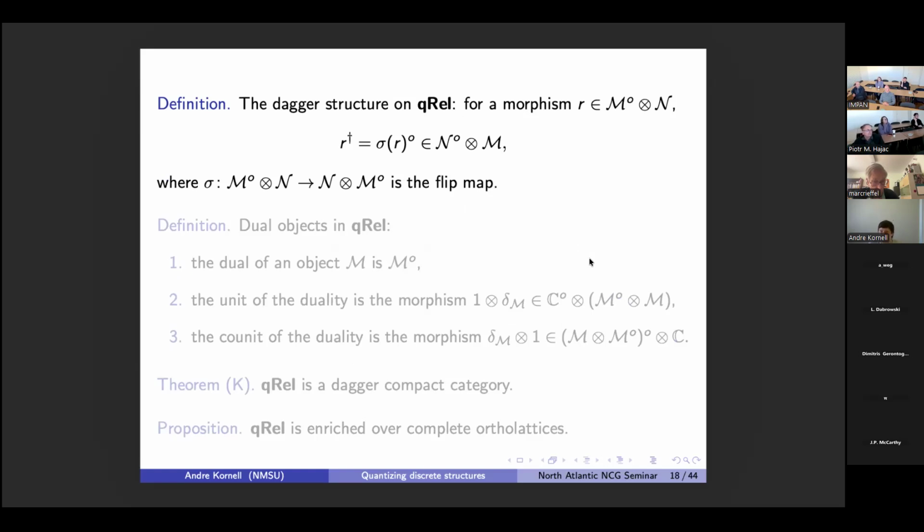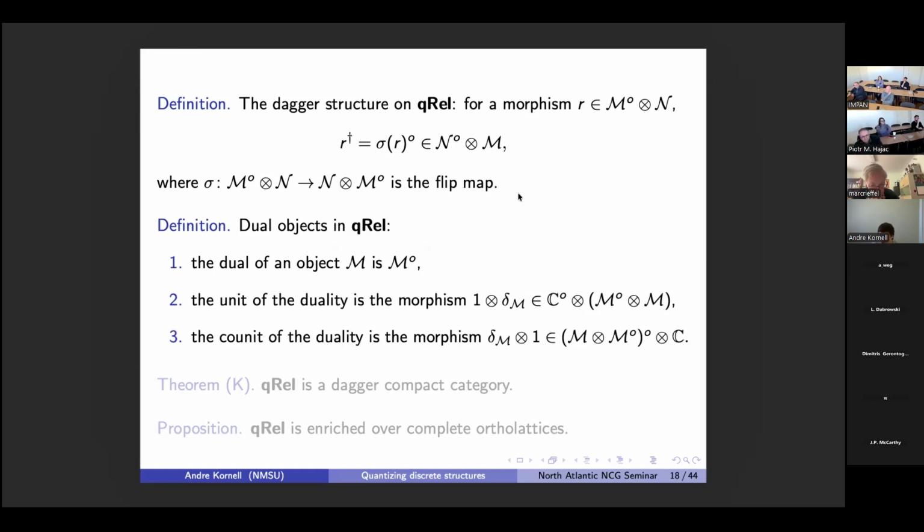For the dagger structure, we have to start with a quantum relation from M to N, go to a quantum relation from N to M, and we do this in the most naive possible way. We apply the flip map. We notice that the op is in the wrong place now, so we op everything. And we end up with a projection in the right algebra. That's our dagger structure. Now for dual objects, as you probably expected, the dual of M is M-op. The unit of the duality is this projection one tensor delta M. The co-unit of the duality is this projection delta M tensor 1. So again here, what we see is just a naive symbol for symbol replacement of what we saw in the classical case, modulo the fact that we had to op a tensor factor.